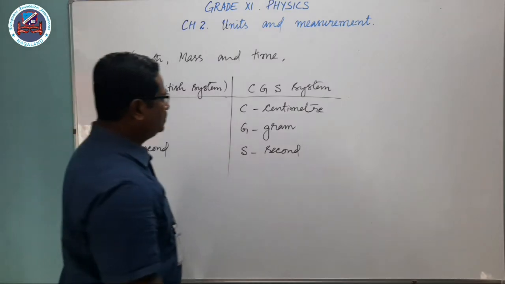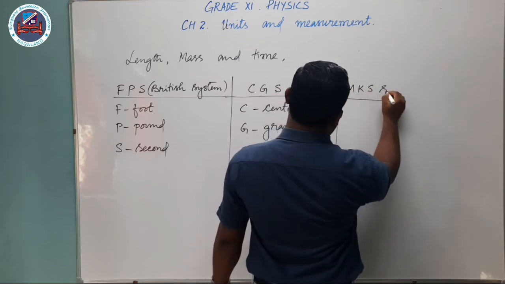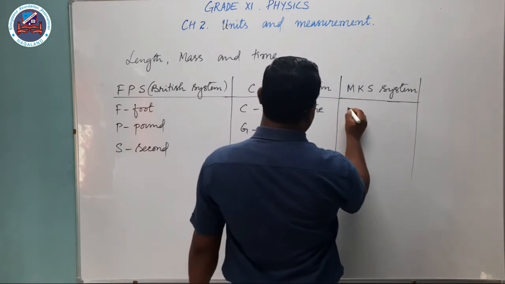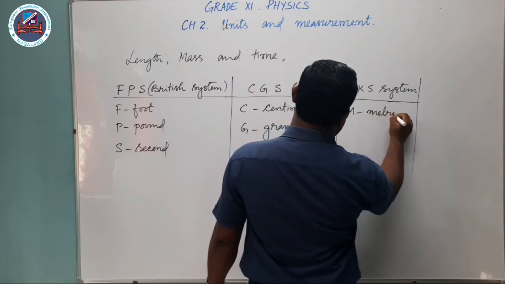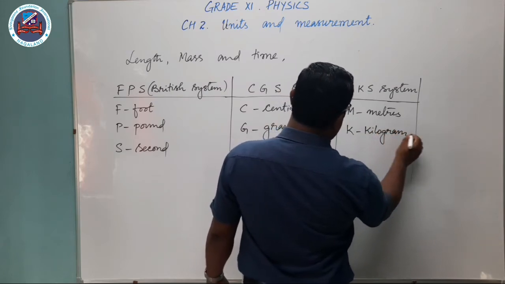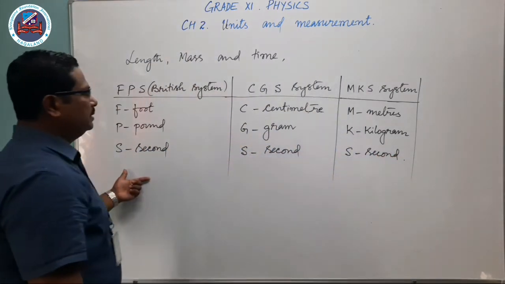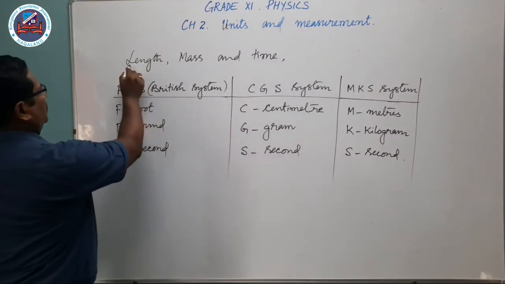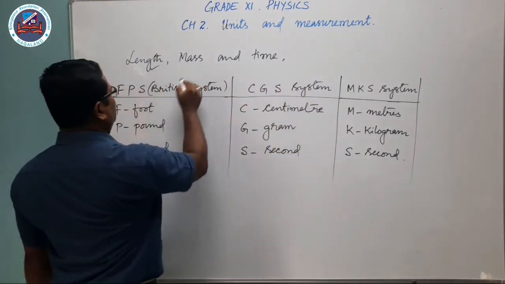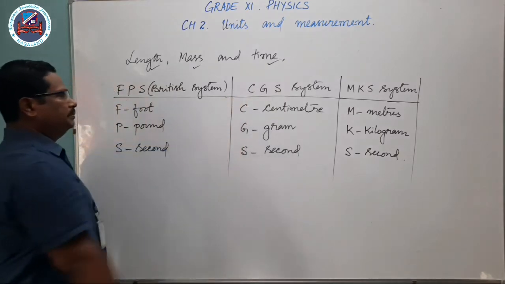Then the third system that was being used in olden days was the MKS system. In MKS system, length was measured in meters, mass was measured in kilogram, and time was measured in second. So these are the three different systems that were being used. The first letter that you are looking at here, F, C, M, these are for length. The second one is for mass, and the third, that is S, you can see it is for time respectively.